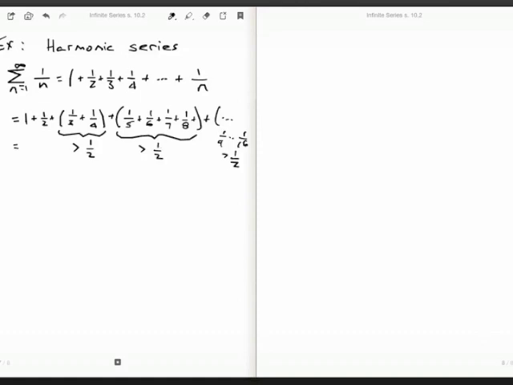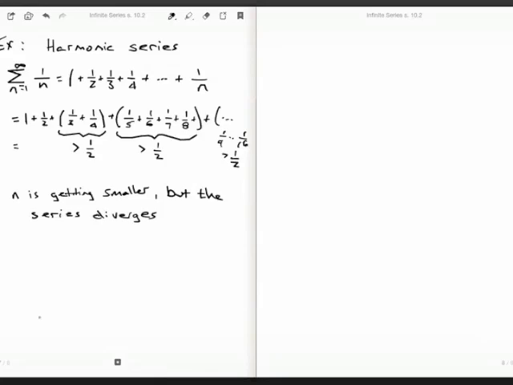So if you try to tell me, well, I bet you can't get past 6, well, it's going to take me a while. I'm going to have to group a lot together, but I can keep putting chunks of 1/2 together, and I can get past 6. So we know that a sub n is getting smaller, but the series, this harmonic series, diverges.